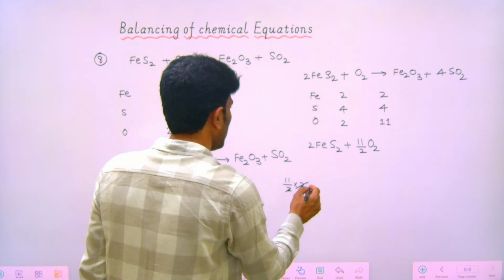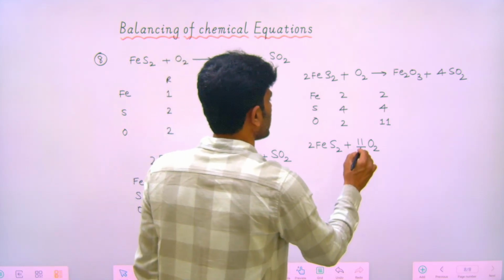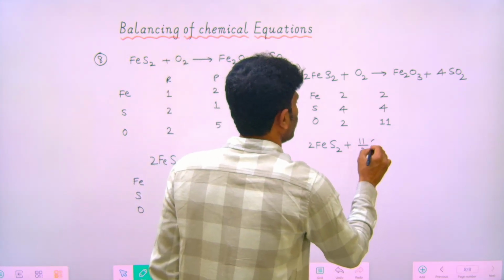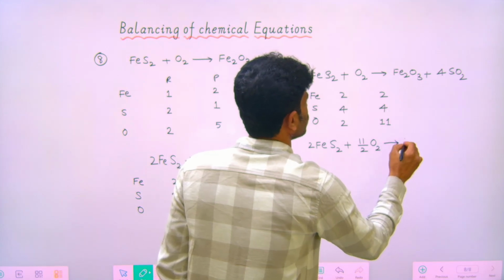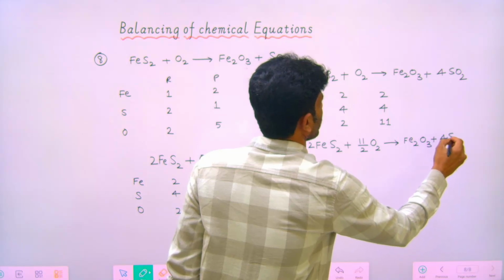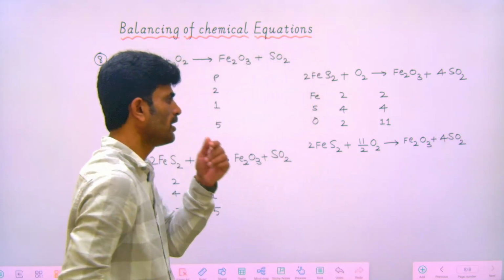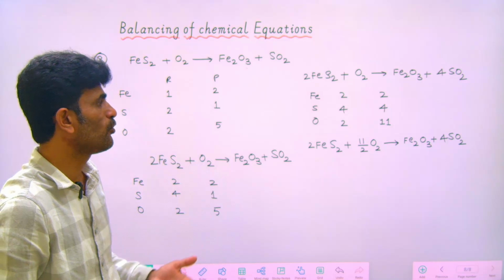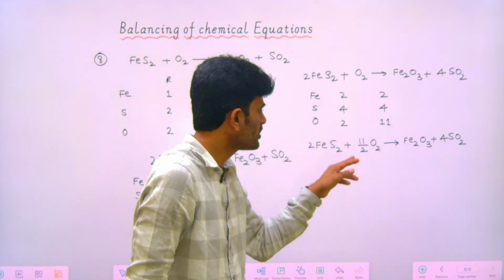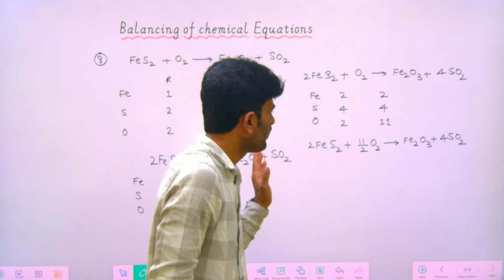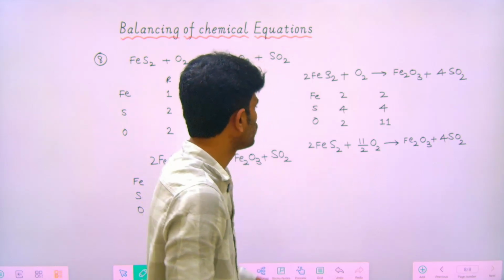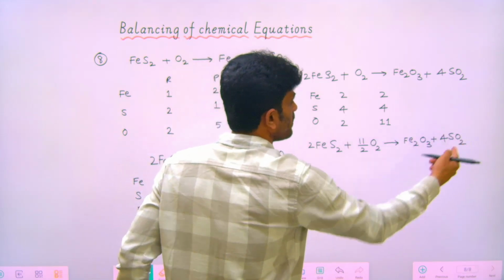So we multiply 11 by 2. We can write like this: 2FeS2 plus 11 by 2 O2 gives rise to Fe2O3 plus 4SO2. This is the balanced equation. But still if you want to eliminate this 11 by 2 and you want everywhere balanced, because there is a by 2 here, in every compound in the equation you can multiply by 2.